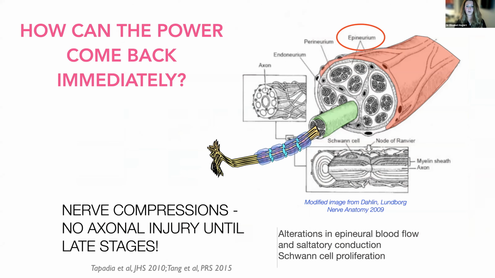But I think a lot of you are wondering, how can the power come back immediately on the table? How is that even possible? Well, remember, in a majority of nerve compressions, you will not have an axonal injury to the nerve until later stages. Rather, what you have is alterations in epineural blood flow and in the saltatory conduction.